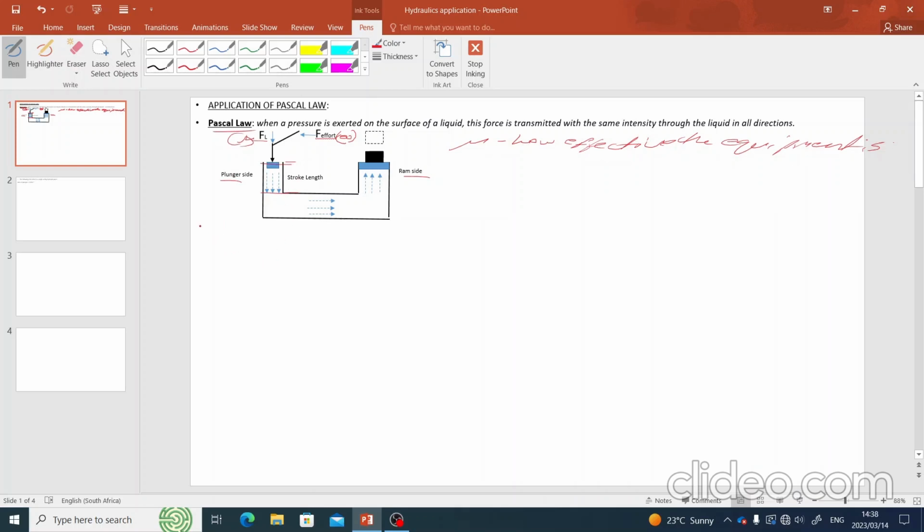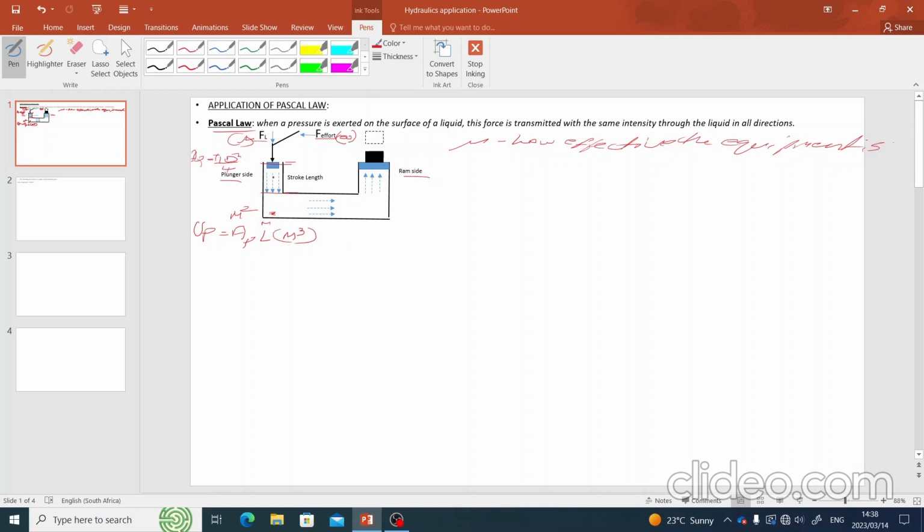Now, in calculating the volume on the plunger, it will be V plunger equals area of the plunger multiplied by stroke length. How do we calculate the area of the plunger? It is pi d squared divided by 4. Then the SI unit is m cube, because it is meter squared and meter. The length there is in meter. Then we get the m cube.